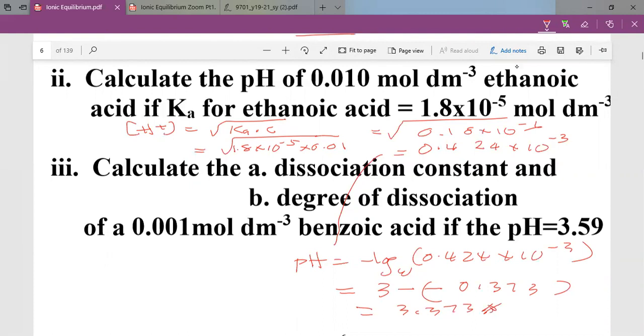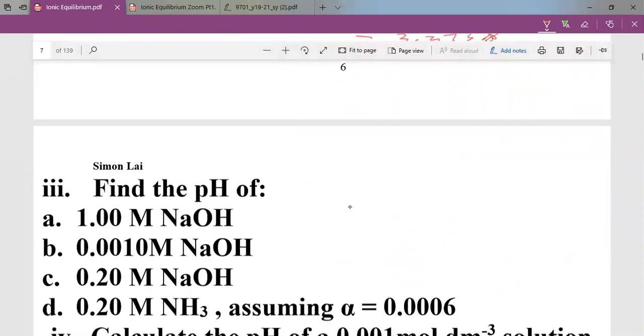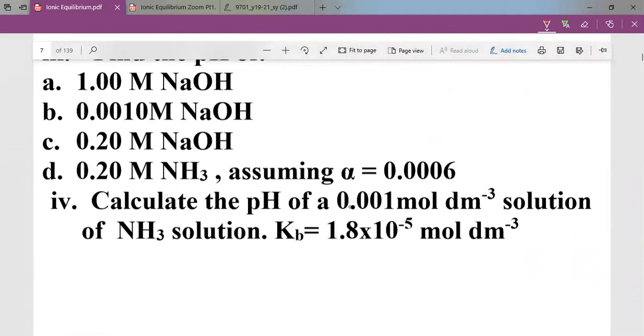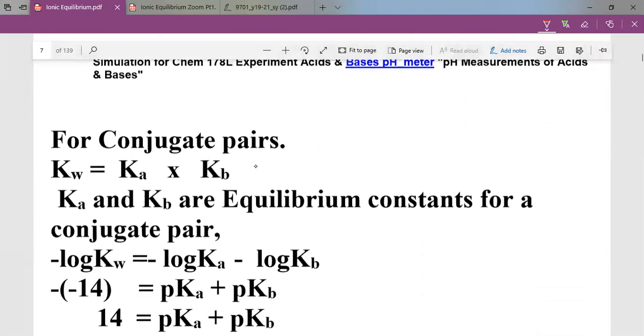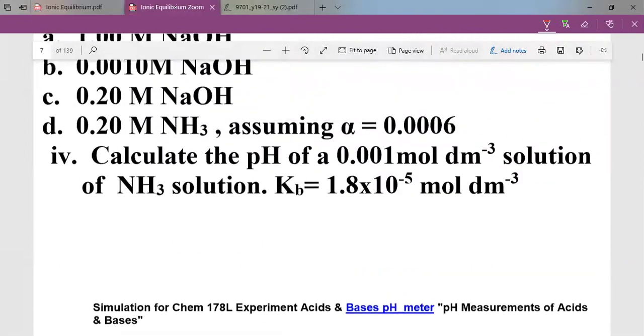Now I will go straight to the calculation. I will leave all these numbers and all this here. Now let's go to the real stuff.